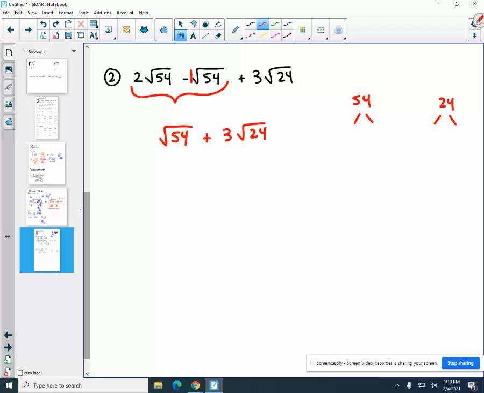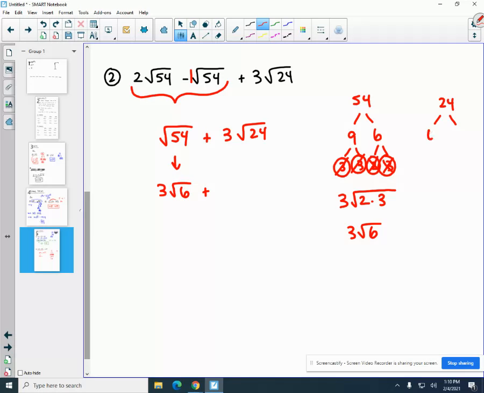Let's go ahead and start with 54. 54 is going to break down to 9 and 6. 6 breaks down to 2 and 3. 9 breaks down to 3 and 3. So our prime factorization is 2 times 3 times 3 times 3. We've got a pair of 3's that will go on the outside. We've got a single 2 on the inside and a single 3 on the inside that get multiplied together. So 54 is going to turn into 3 radical 6.